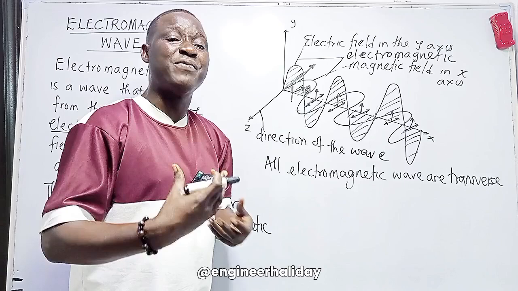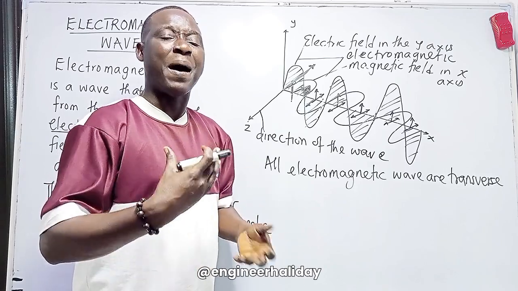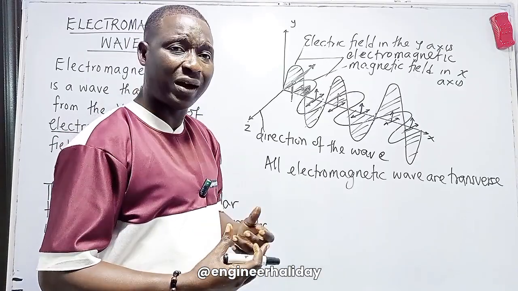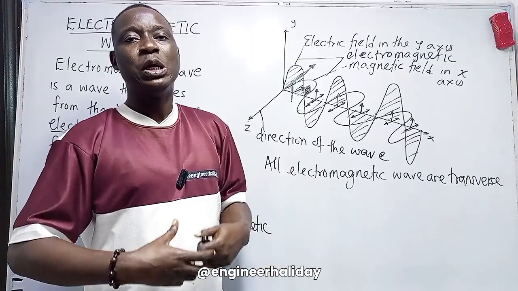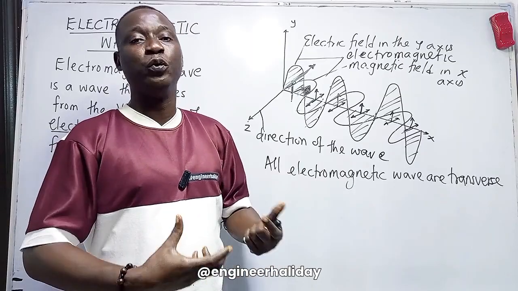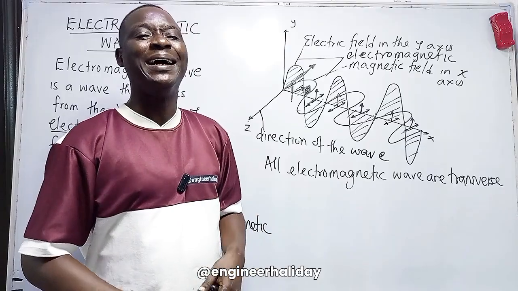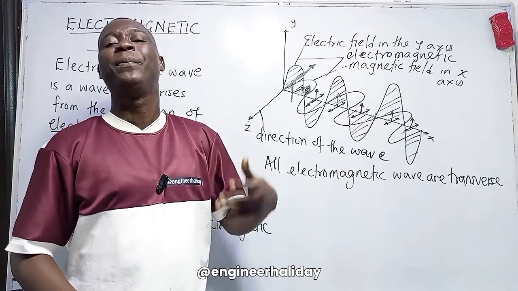The oscillation of the wave is perpendicular to the direction of the wave. That's what we call a transverse wave. A transverse wave is a wave whose oscillations are at right angle, or perpendicular, to the direction of the wave. The oscillations of the wave are the vibrations of the wave.